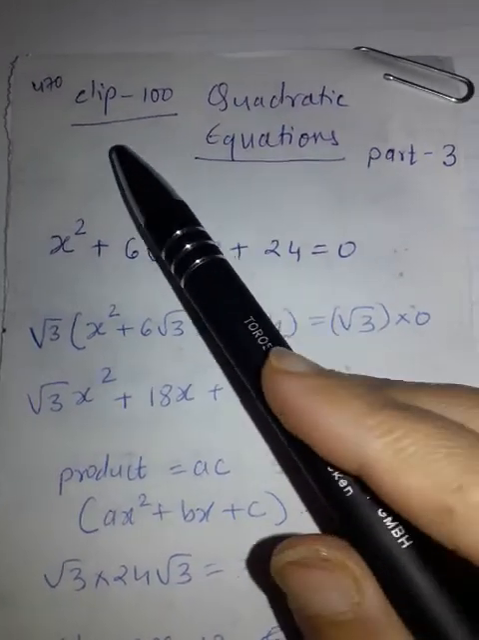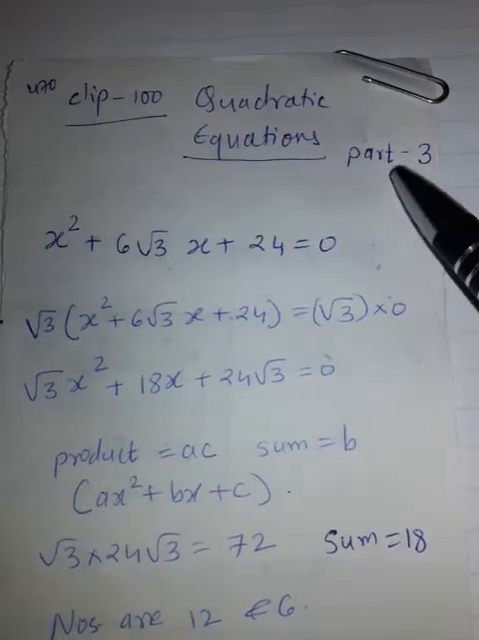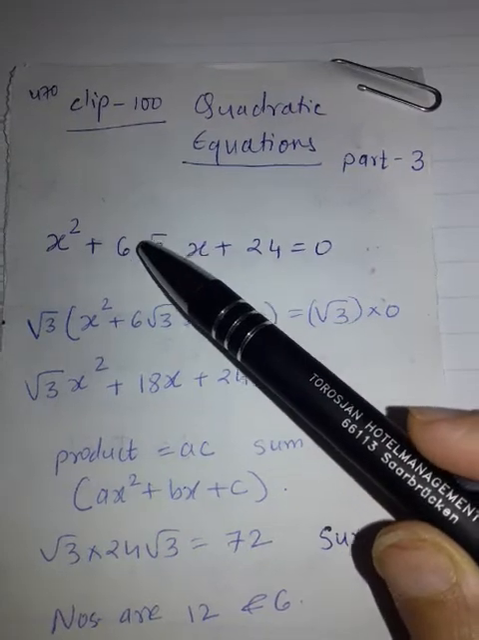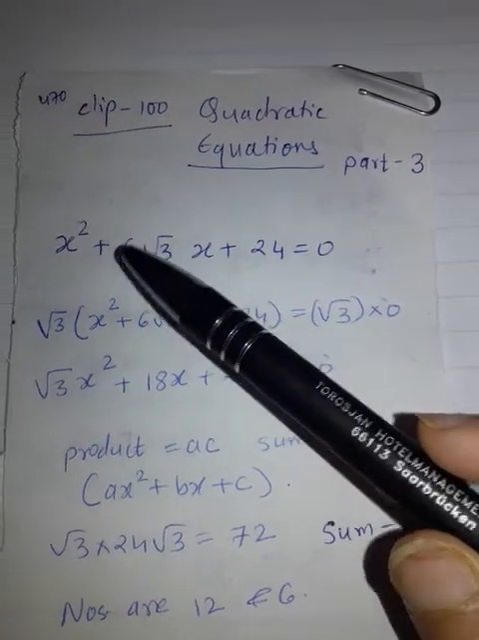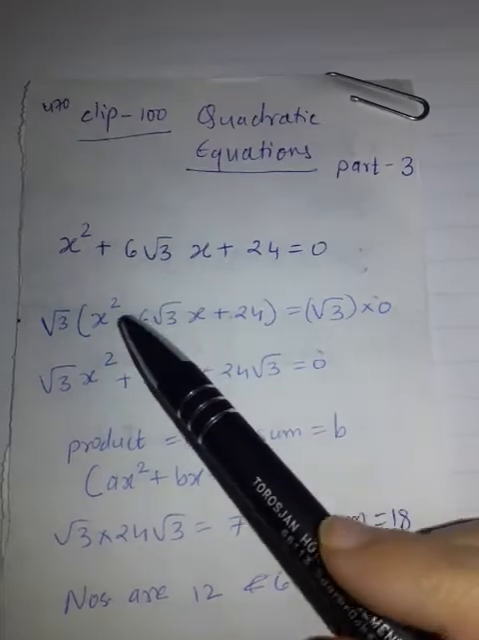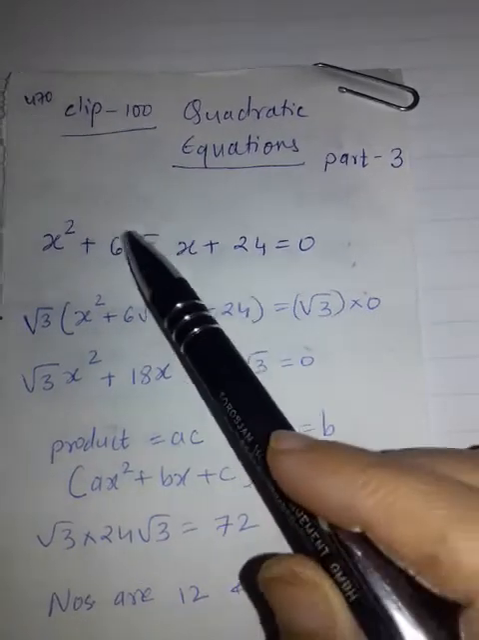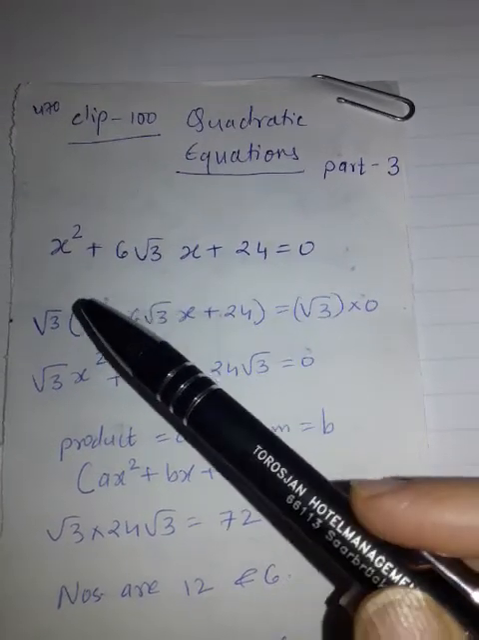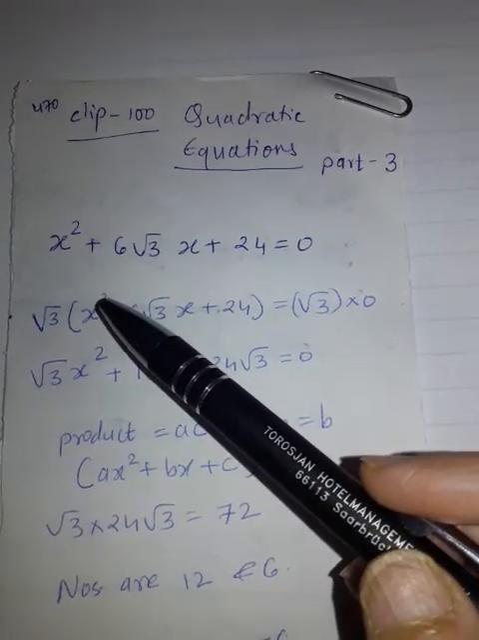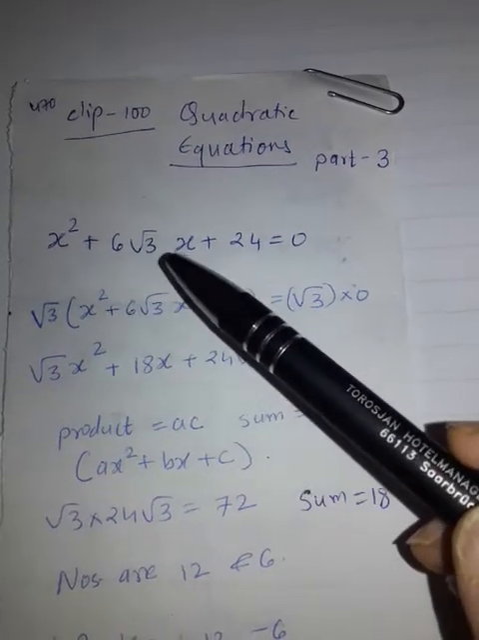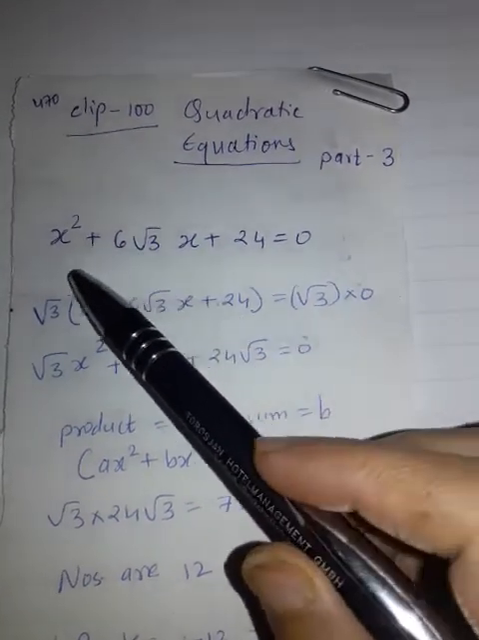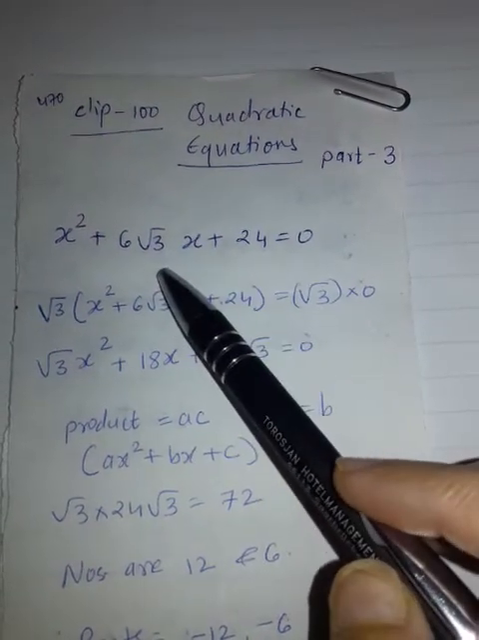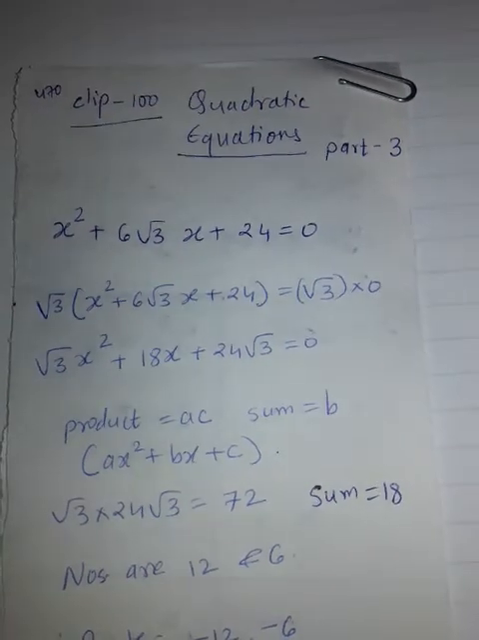Today we are going to deal with clip number 100, part 3 of quadratic equations. In the first two parts we have learned some basics as well as a few shortcut tricks and some comparison questions. Today we are going to solve questions where the middle term has a square root sign. I'm also going to show you how to find roots of a quadratic equation using its basic formula. First we will learn that basic formula, and then I'll show you how to solve this type of question with the shortcut method as well as the basic formula method. So let's begin today's session.